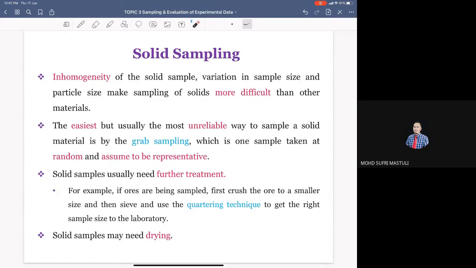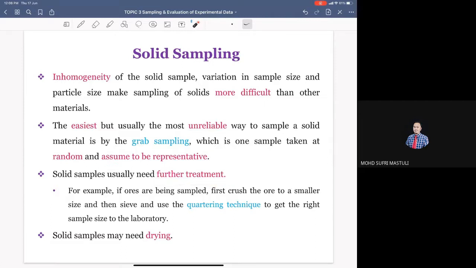So of course, the easiest way to sample a solid is by using the grab technique. However, even though it is easier, the result is unreliable, because when we use grab sampling for solid sampling, we just take the sample at random and we assume the sample that we collect is representative of the whole population. So normally the solid sample has to go through treatment.